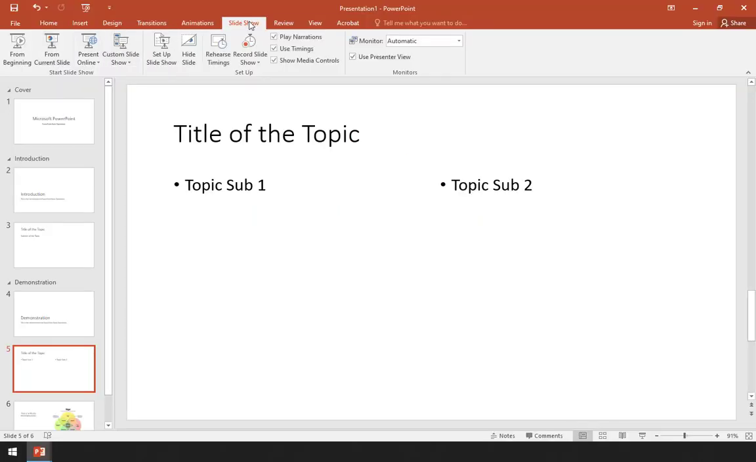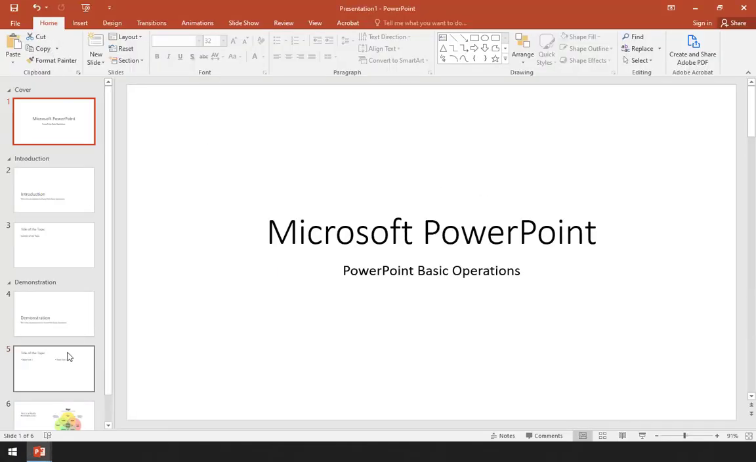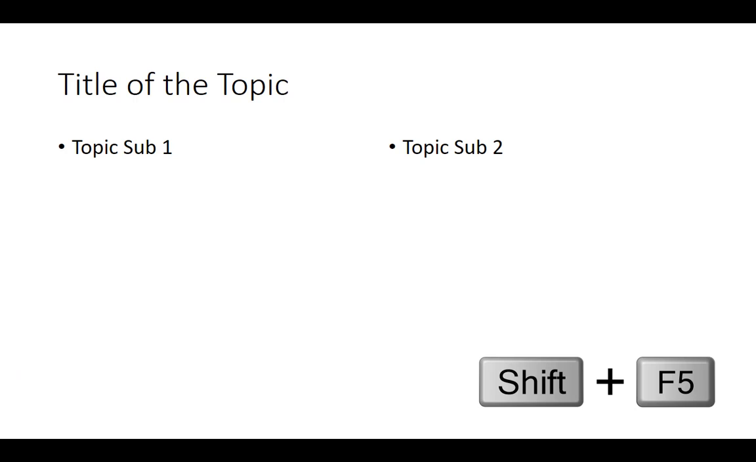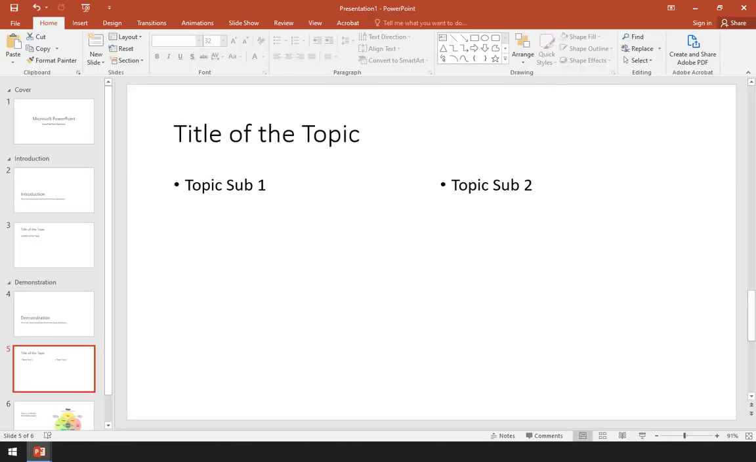You can go to slideshow tab and then you either select one of these. Pero kung ayaw mo pumunta sa slideshow tab, ito yung from the beginning at ito naman yung from the current. Ang shortcut ng from the beginning is F5 while the shortcut key para dun sa current slide is Shift F5. Okay? So pag pinress natin yung Shift F5, magpe-play yan dun sa current slide.